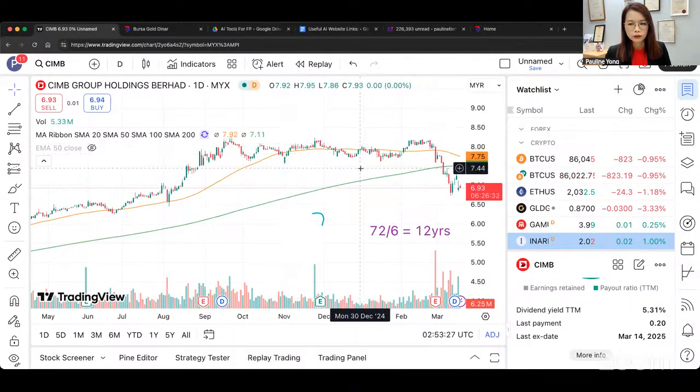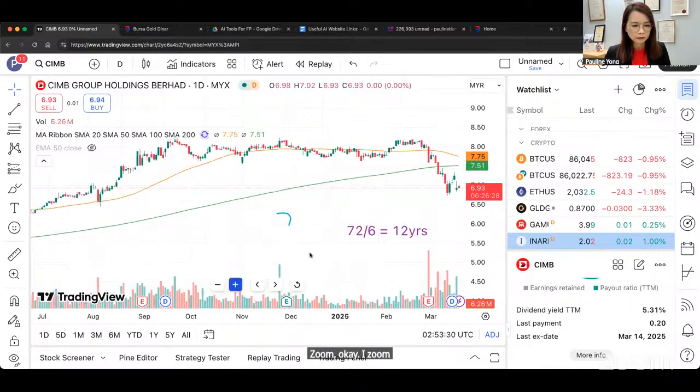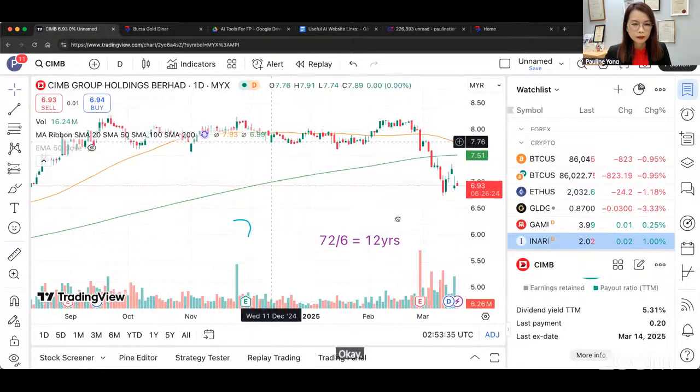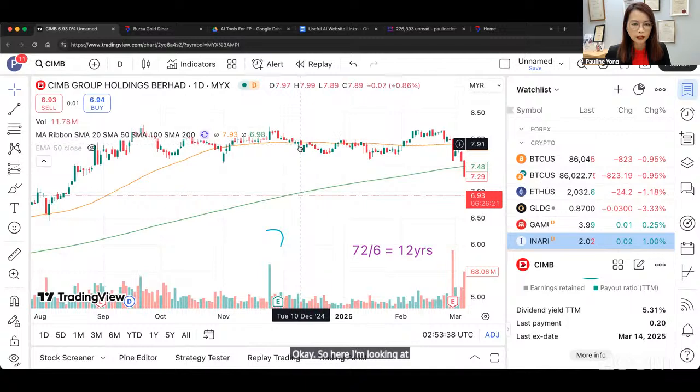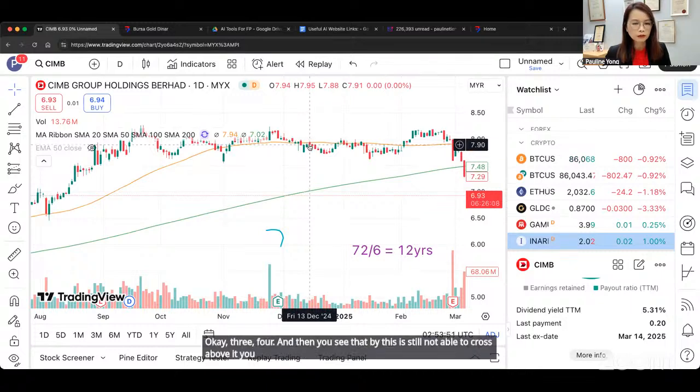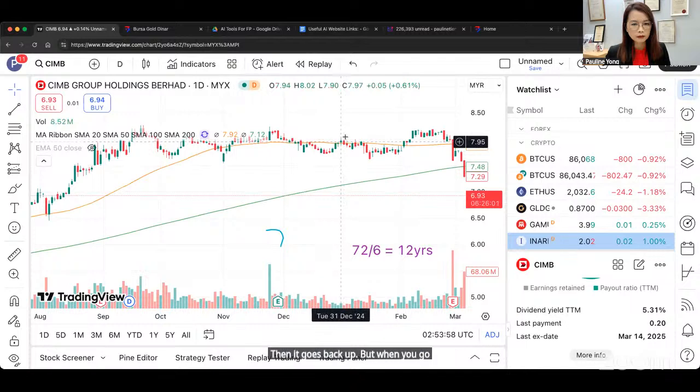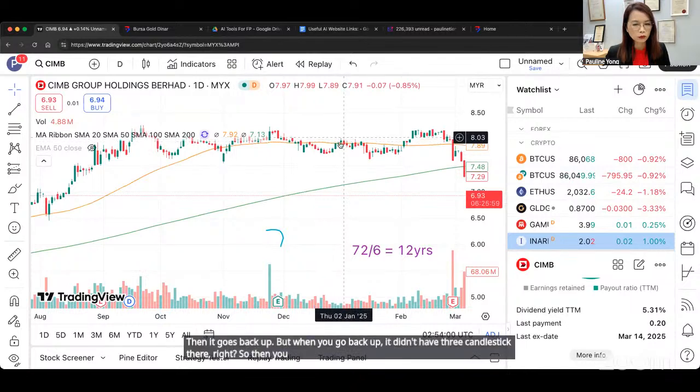Zoom again. So here I'm looking at this cross. This is 1, 2, 3, 4. And then you see that it is still not able to cross above, you know that you have to sell on this day. After you sell, it goes down. Then it goes back up, but when it goes back up, it didn't have 3 candlesticks there, right? So then you continue to hold off. You are still selling; you are not buying yet.